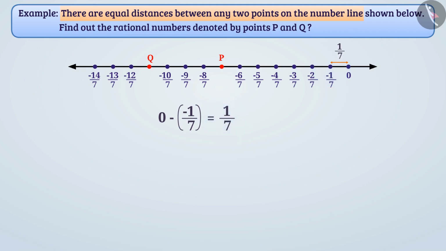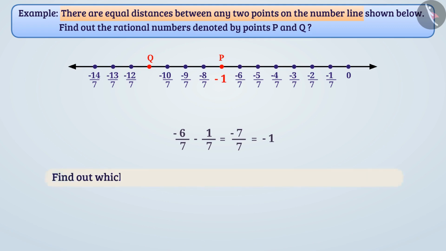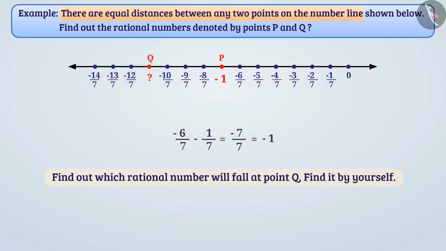This tells us that if we move to the left of 0 on the number line, the numbers are decreasing by 1 by 7. Here we are getting point P by moving 1 by 7 distance to the left of minus 6 by 7. So, this will represent the point minus 6 by 7 minus 1 by 7, which is equal to minus 7 by 7. That is, the number will represent minus 1. Similarly, now you find out which rational number will fall at point Q. Find it by yourself.